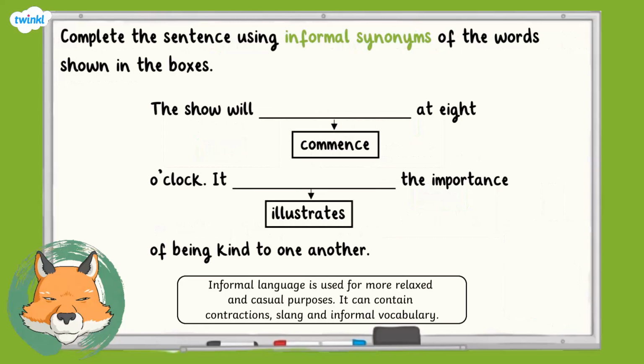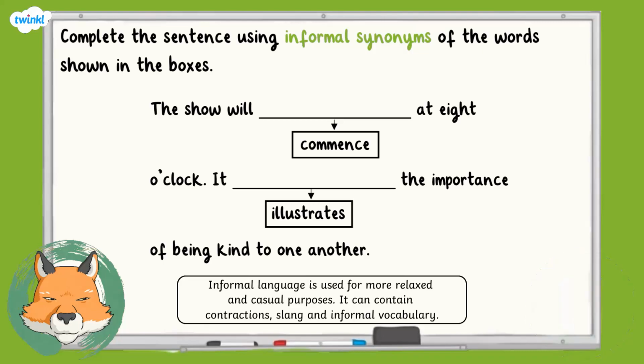In this final question, you are being asked to complete the sentence using informal synonyms of the words shown in the boxes. Remember, a synonym is a word that has the same or similar meaning to another word. The show will commence at 8 o'clock. It illustrates the importance of being kind to one another. Pause your video now and hit play when you are ready.